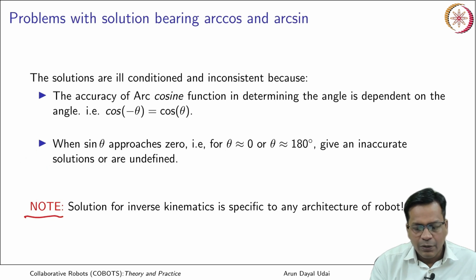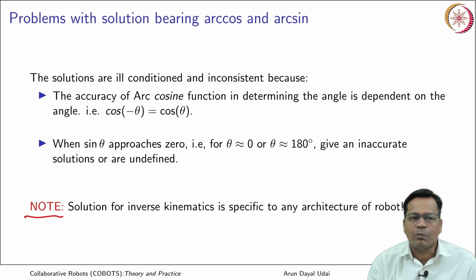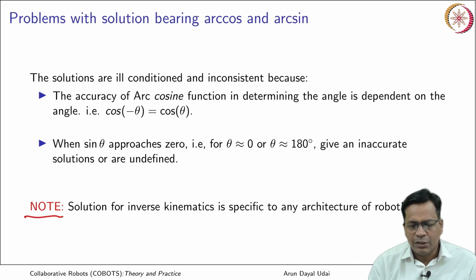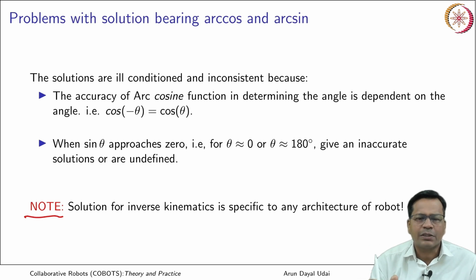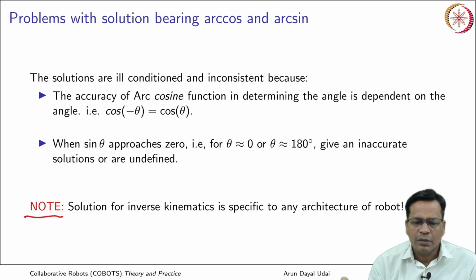So please note again, the solution for inverse kinematics is specific to any particular architecture of the robot. Okay, if a robot is an inline robot like KUKA, or it is a robot like a UR arm, or a standard industrial arm, each and every robot has its own solution unless they are kinematically similar. Okay, only the dimensions are changing, then you can use the same general solution, but there is no general solution in case of inverse kinematics of a serial robot. Okay, each robot may be a different one and you need to solve them independently.